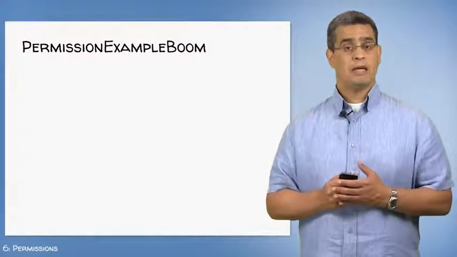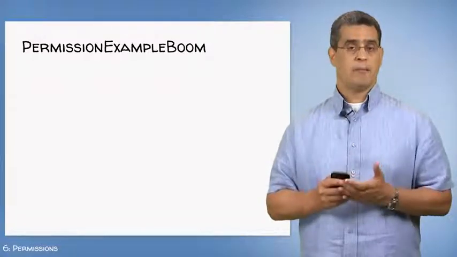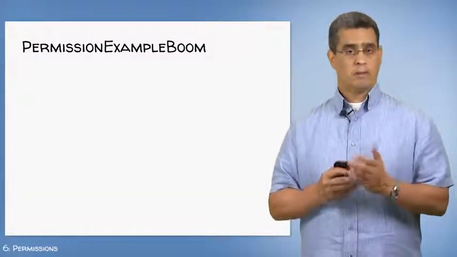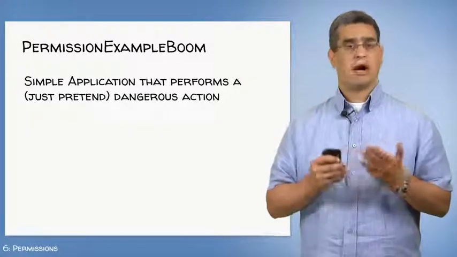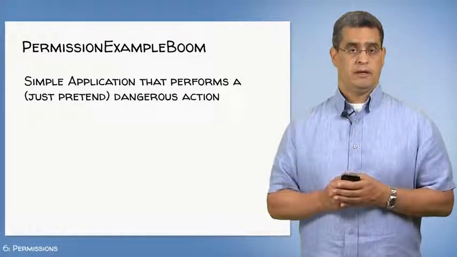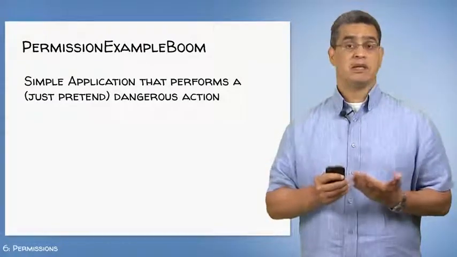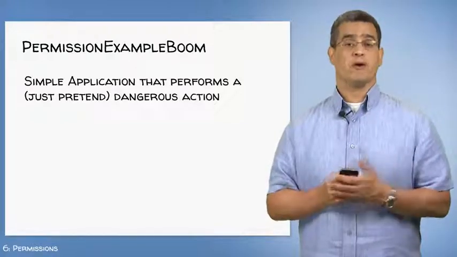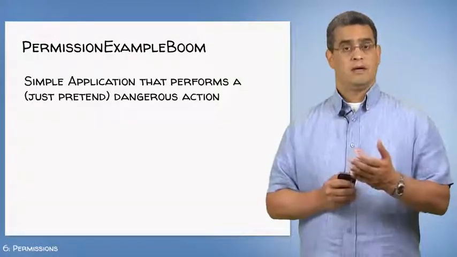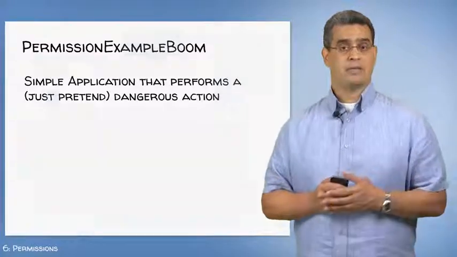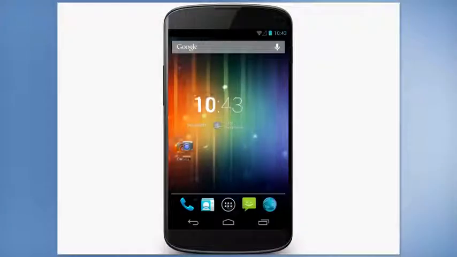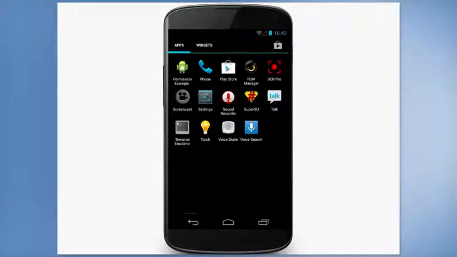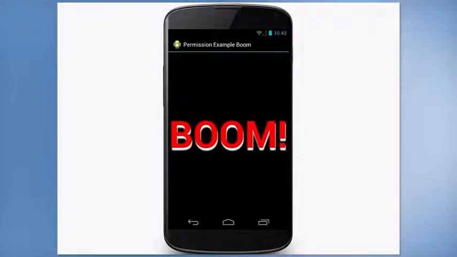So here's a simple application called Permission Example Boom. Now we're going to pretend that it performs some kind of dangerous action. In real life, that might be something like formatting your external memory card. Now let's take a look at this application in action. Now I'll launch the Permission Example Boom application. And boom goes the dynamite.